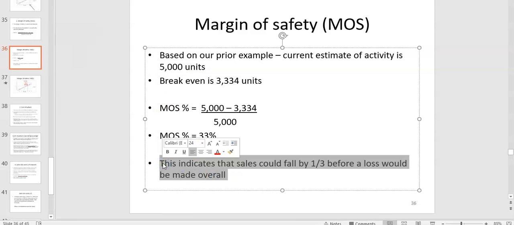And you have to be able to interpret that. By how much can your sales fall before you will be loss making, i.e. before you hit your break even and you fall into loss making territory. And again, that's an important insight to look at in a business.